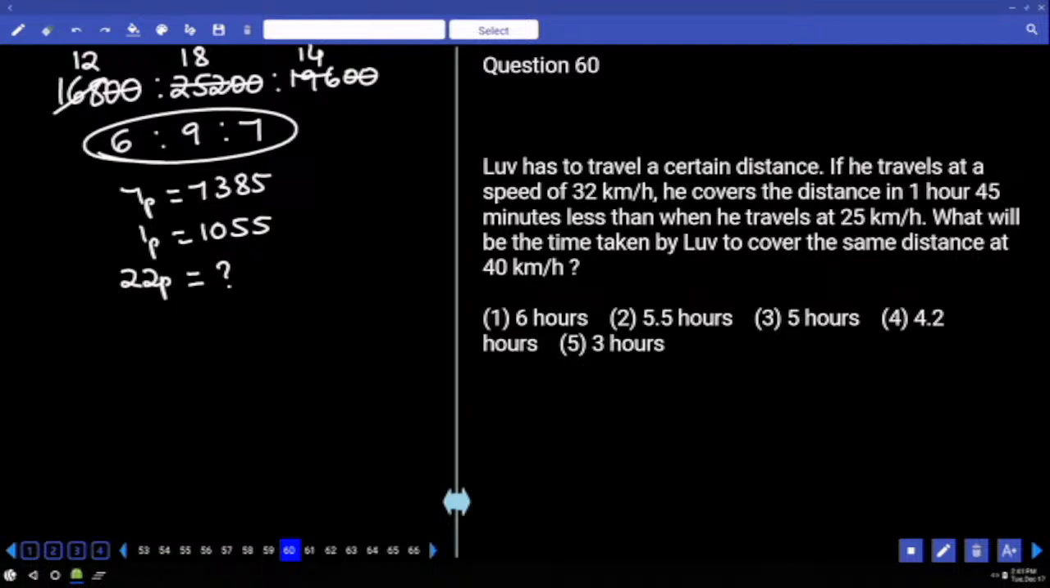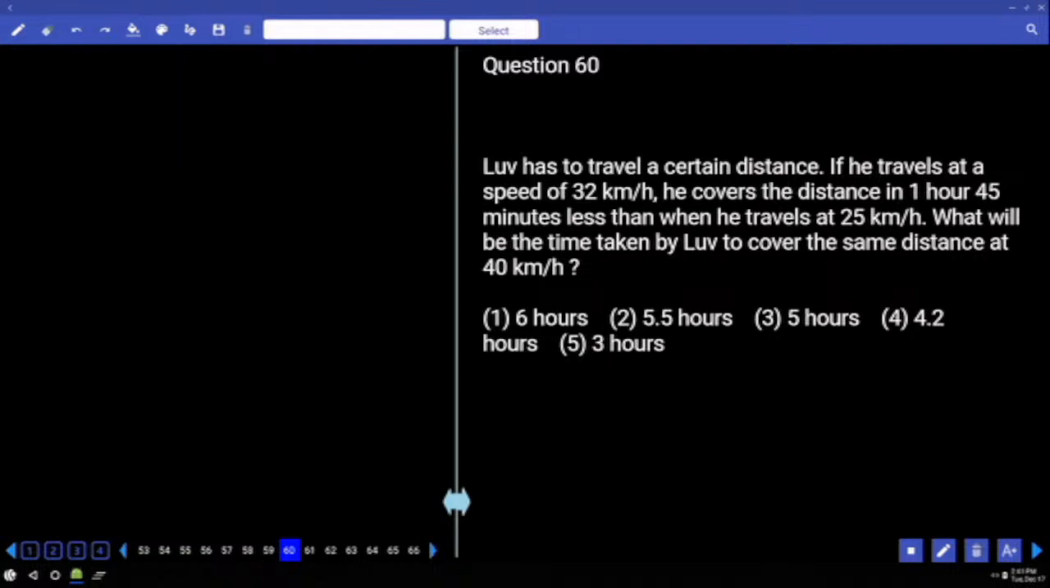Yes or no? Next. L has to travel a certain distance. If he travels at a speed of 32 kilometers per hour, he covers the distance 1 hour 45 minutes less than when he travels at 25 kilometers per hour. What will be the time taken by L to cover the same distance at 40 kilometers per hour? Tell me the speeds: 32, 25. These are the speeds.